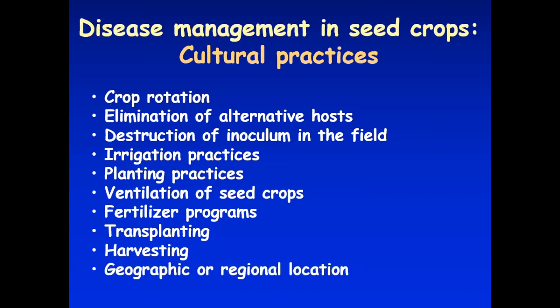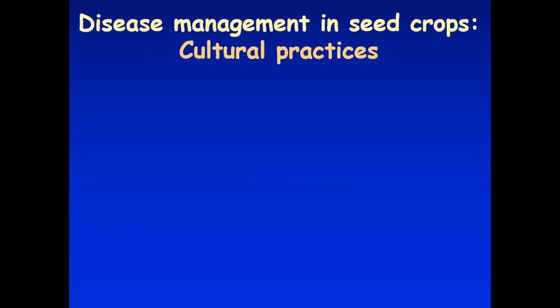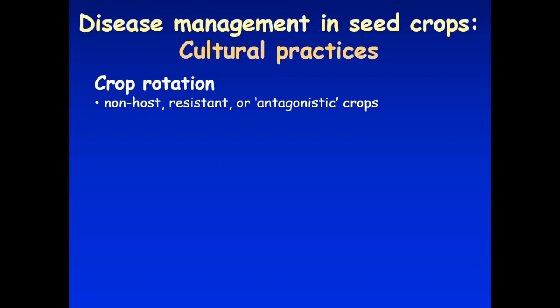So with crop rotation, your rotation is only going to work if you recognize what are non-host crops or more resistant cultivars, or even antagonistic crops like biofumigation crops that you can use to help, that might actually release synthetic and natural biofumigants like mustards. And how long you have to rotate. So what is an adequate rotation if you've got a disease in your field?